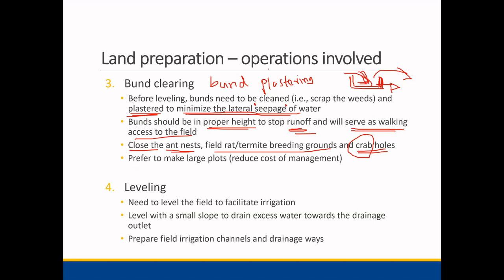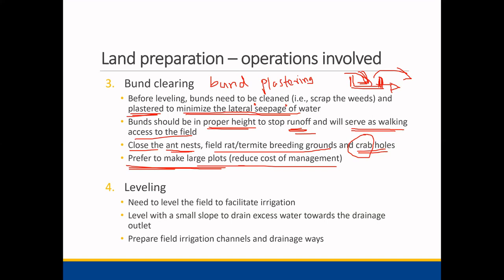And then when you make bunds for your field, there is a recommendation of the Department of Agriculture and the irrigation department. They are working on that. They advise the farmers to make large plots rather than small plots separated by bunds, because that will reduce the cost of management, especially irrigation, fertilizer application, chemical application, even the harvesting.